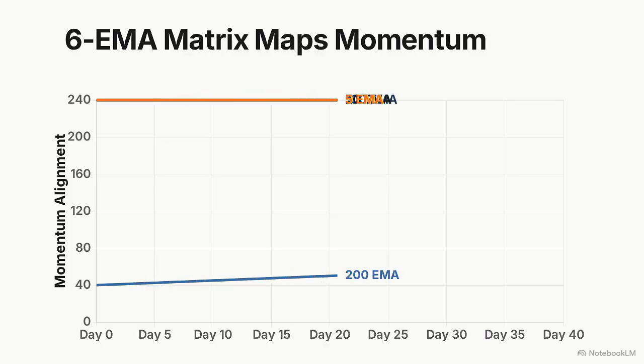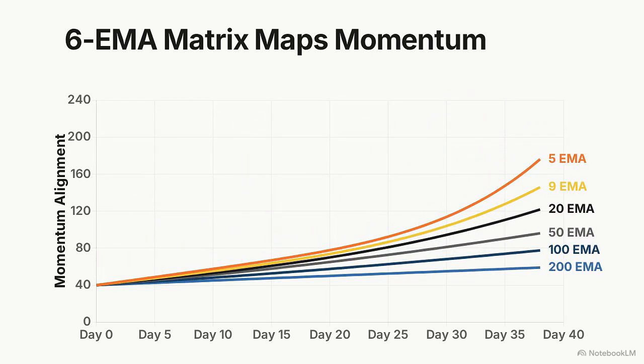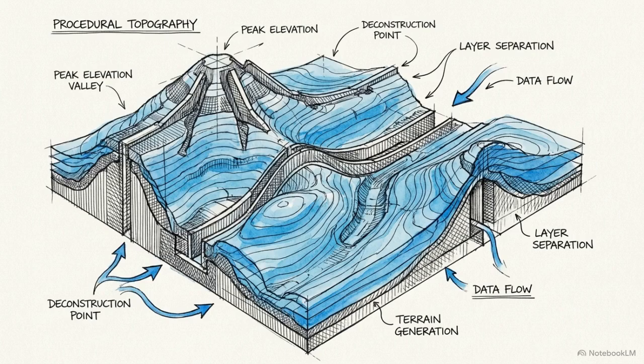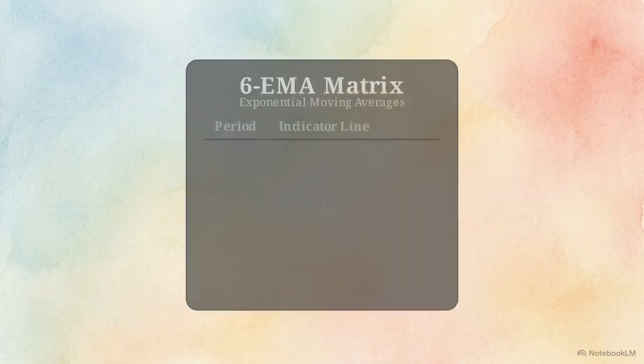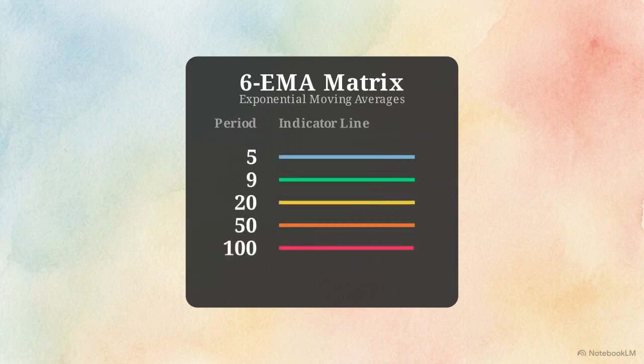A single moving average is essentially blind to the broader market context. But when you stack multiple moving averages into a specific sequence, you stop looking at isolated signals and start seeing a highly accurate topographical map of institutional bias. We do this by building a 6 EMA matrix. This framework relies on the 5, 9, 20, 50, 100, and 200 period exponential moving averages.